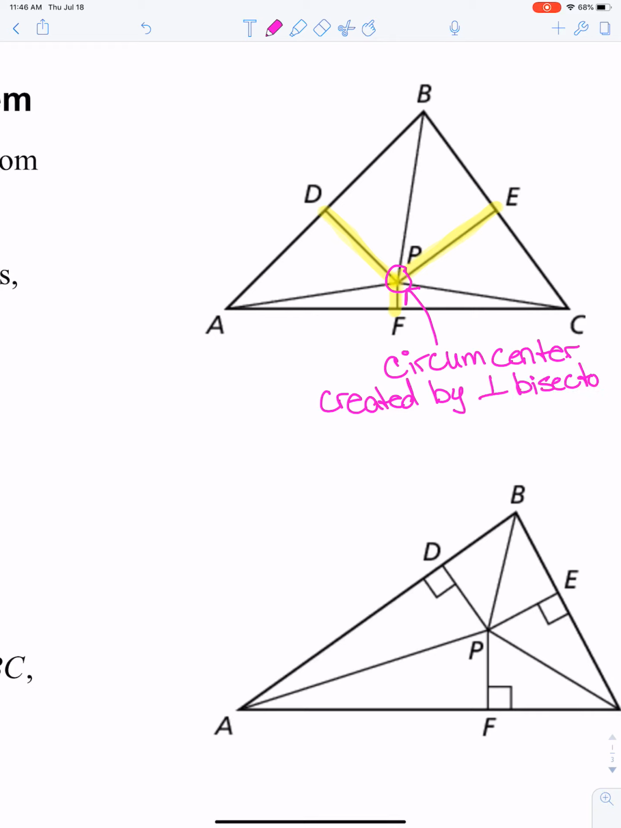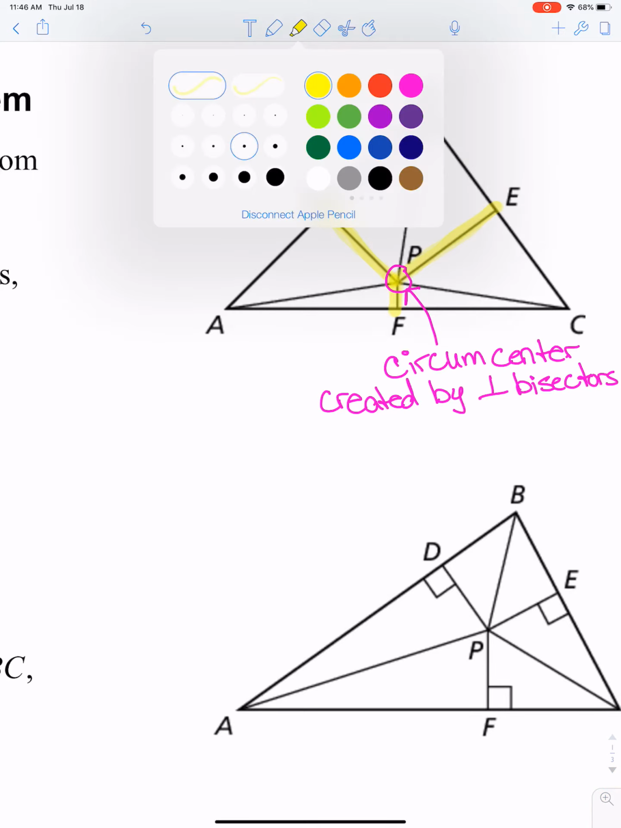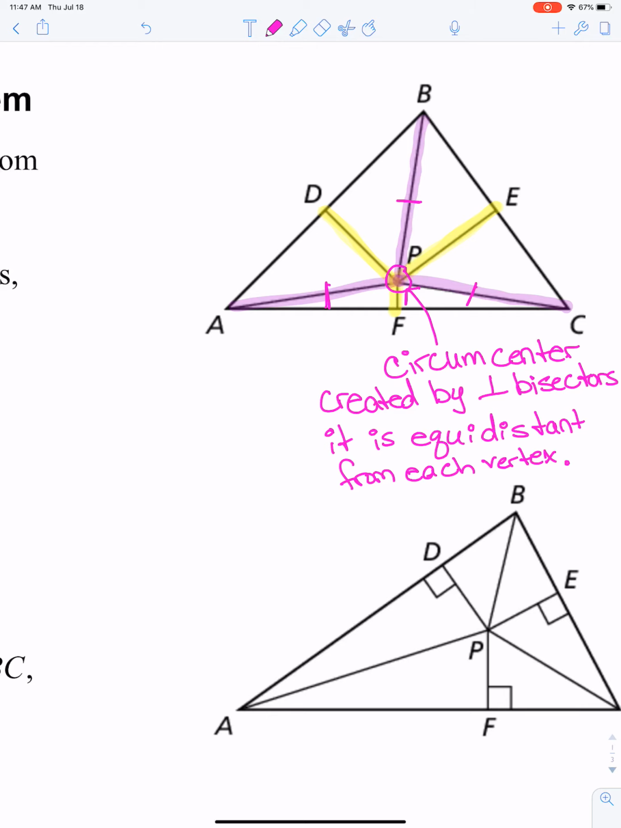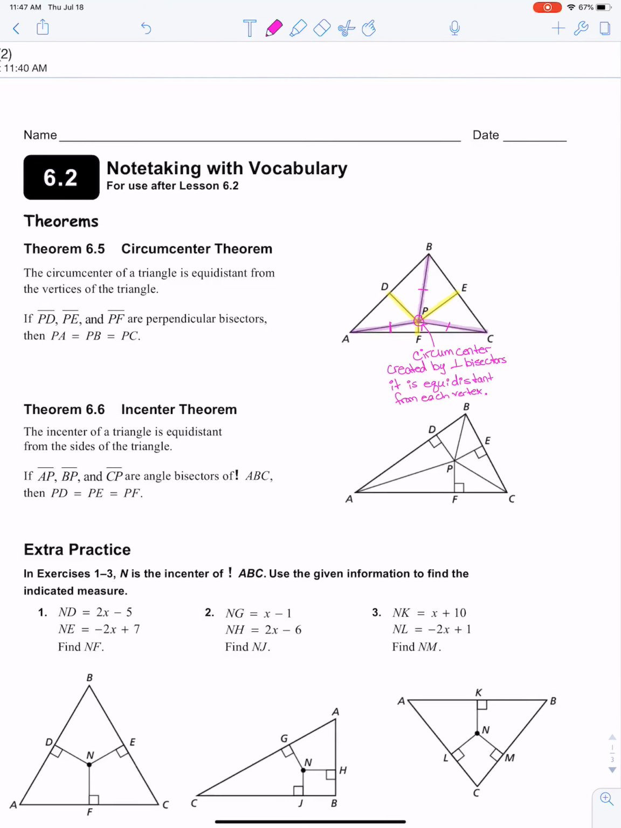So the circumcenter is created by perpendicular bisectors, and it is actually equidistant from each vertex. So the circumcenter here is equidistant from point B as it is to point C as it is to point A. So the circumcenter is equidistant from each vertex. Okay, so that's the circumcenter theorem.